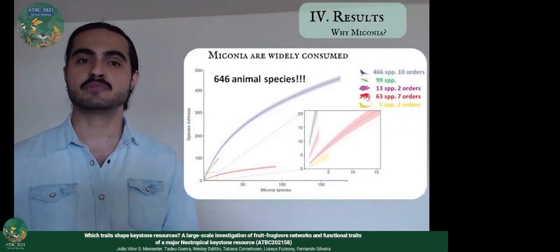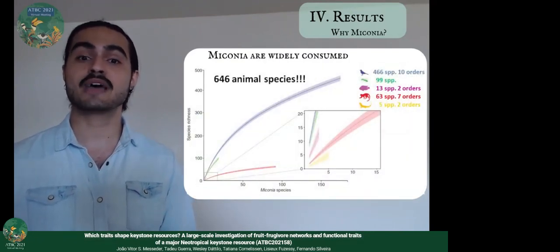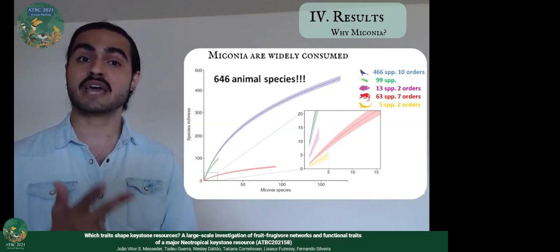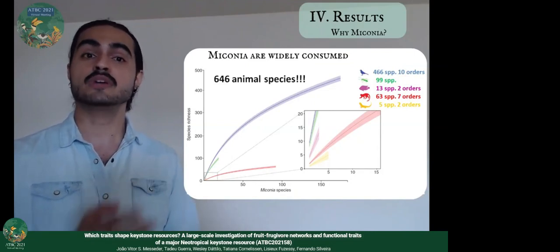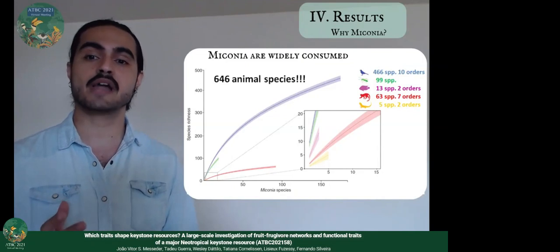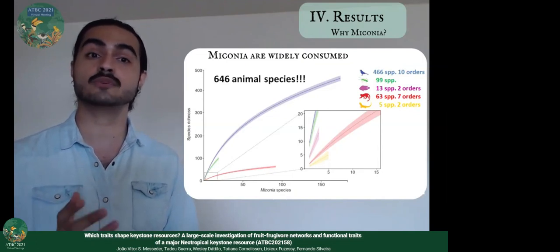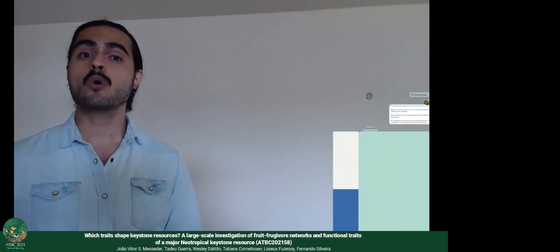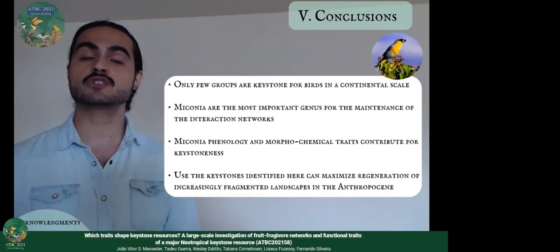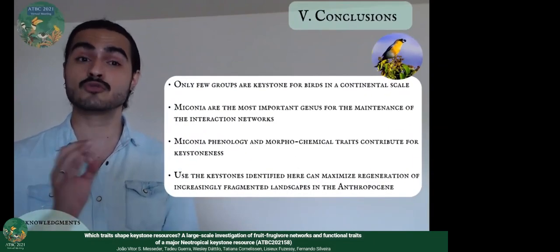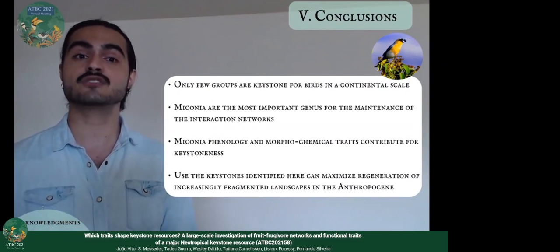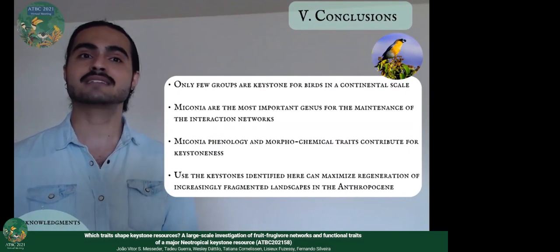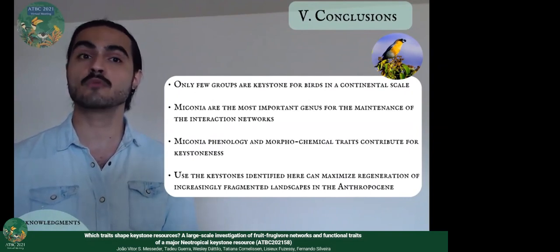These mentioned attributes facilitate the consumption by an impressive taxonomic diversity of frugivores, such as birds, mammals, ants, fishes, and reptiles, with none of these rarefaction curves here reaching a plateau, indicating that many more animals might use Miconia fruits as a resource. In conclusion, only a handful of genera can be potential keystone resources, 6 out of 373 genera, with Miconia standing out as a major keystone resource, leading to drastic impacts on the network structure when removed.